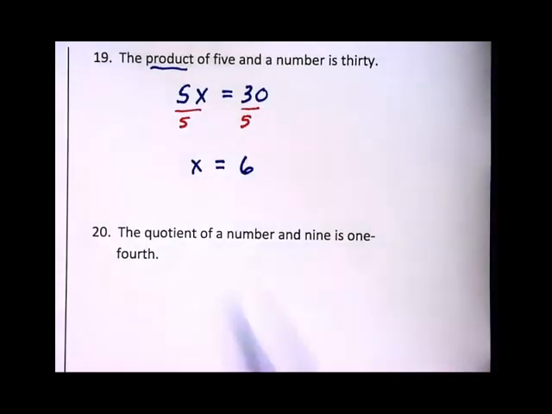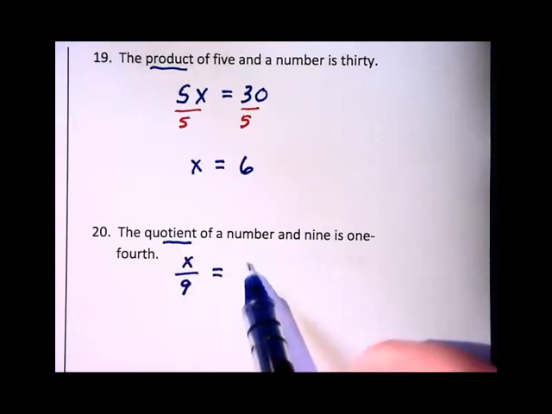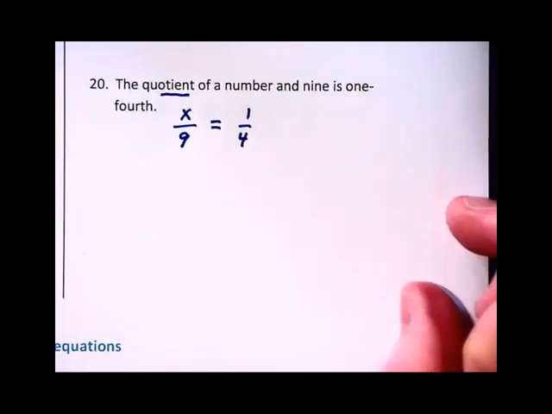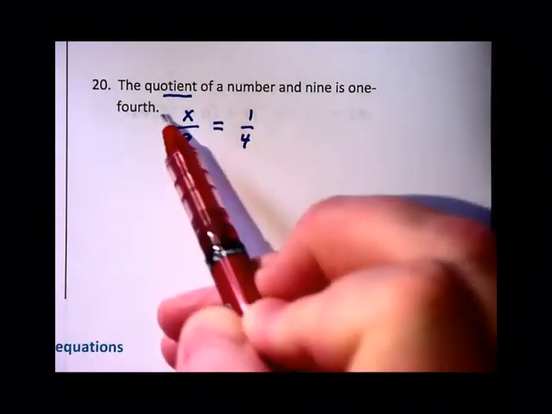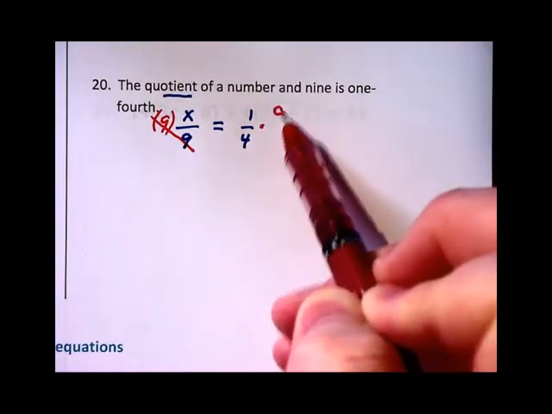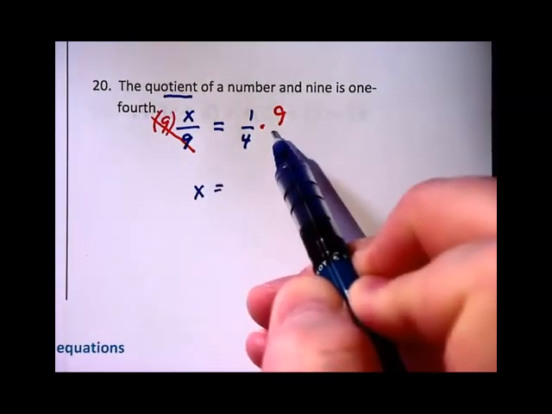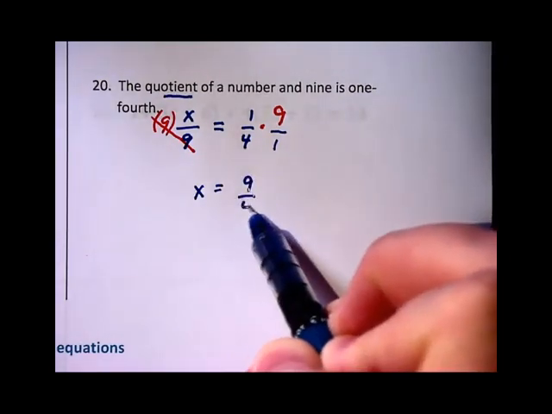And in number 20 here, quotient refers to division. The quotient of a number and 9 is, there's my equal sign, 1/4. Now this one's a little bit messier than what we've dealt with in the past. Let me move this up and give us a little room to write. X has been divided by 9. We want to undo the division by multiplying by 9. That will cancel out the division on the left. And now on the right, we're going to get x equals 1/4 times 9. You can pretend the 9 is over 1, and then have 9/4 as your solution.